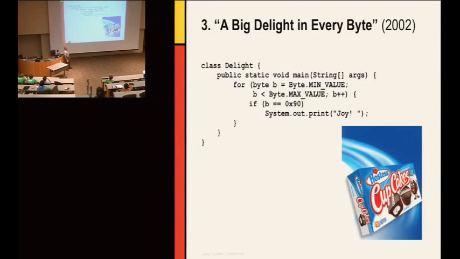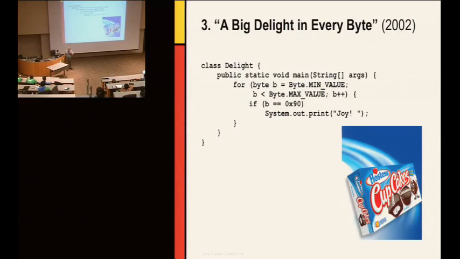All right, this one is called A Big Delight in Every Byte. It's a little more complicated than the first two programs, but it's not too complicated. It has a loop. It has a byte variable called b, which starts at Byte.MIN_VALUE and goes all the way up to Byte.MAX_VALUE. So it goes over all the byte values except one. Which one does it miss? Byte.MAX_VALUE. And why did I do it that way? Why didn't I say less than or equal to Byte.MAX_VALUE? What would the program have done if I had?